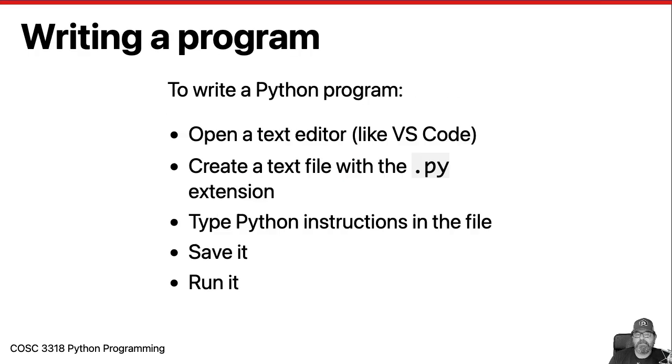That's an operation. So to write a Python program, open up Visual Studio Code, or any other text editor you've got. Create a text file with the .py extension. Type your Python instructions in there, right? Get variables, do stuff with them, all that other stuff. Save it and then run it. And that's how you write a program, okay? And we're gonna look and see how all of that works.